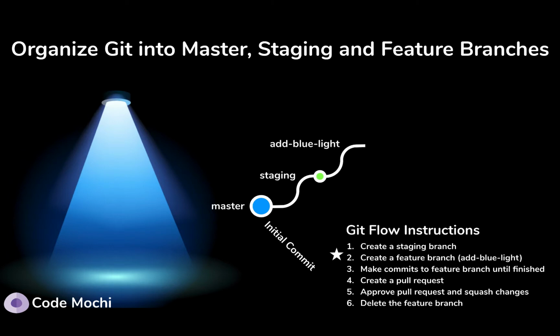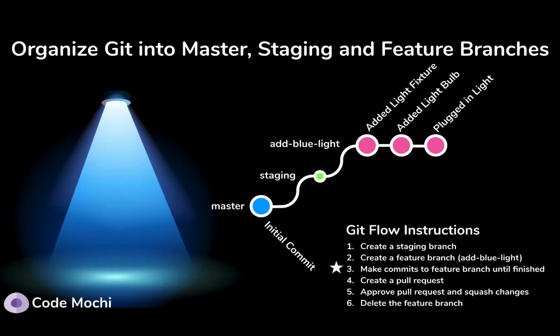So then we can make changes onto our feature branch until the feature is finished. So let's say first we add the light fixture, then we add the light bulb, and then we plug in the light. And so we're making all of these changes onto this feature branch. And what it allows us to do is we can play around with the stuff as much as we want on this feature branch. And even if we accidentally break something, it won't break our staging or our master. So it's cleanly separating out work in progress from branches that are actually ready for production or staging.